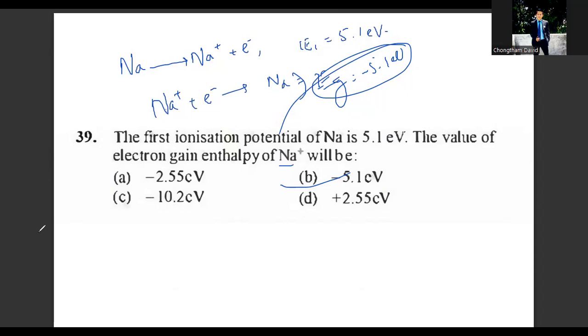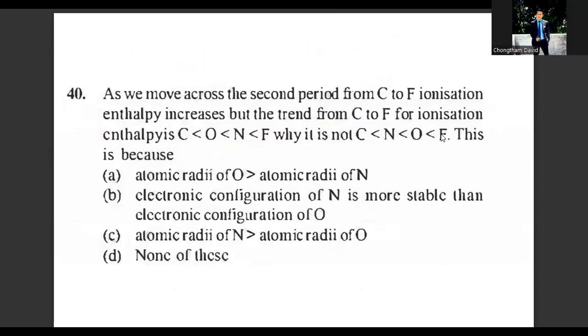I hope it is clear and understood. Moving on to question number 40. As we move across the second period from carbon to fluorine, ionization enthalpy increases, but the trend from carbon to fluorine for ionization enthalpy is carbon, oxygen, nitrogen, and fluorine. Why is it not carbon, nitrogen, oxygen, fluorine? This is mainly because nitrogen has a half-filled atomic orbital, which is more stable. So the electronic configuration of nitrogen is more stable than oxygen. This will be the answer to question number 40.